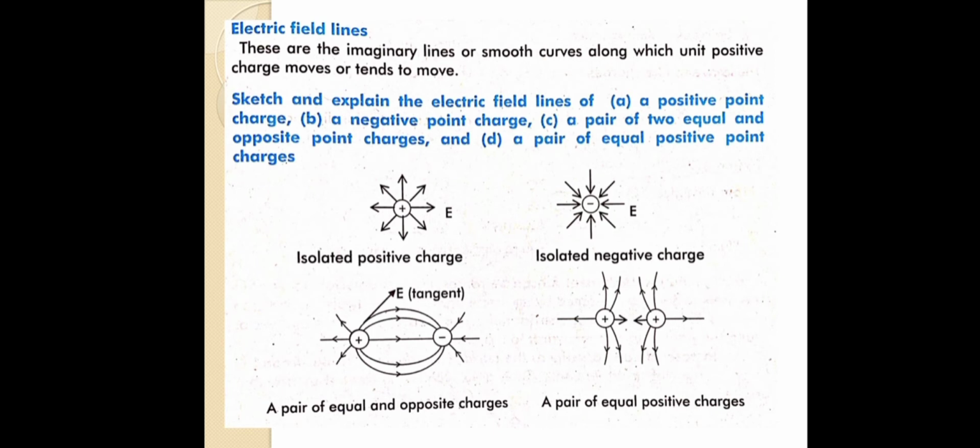So a very simple understanding of electric field lines is that these are imaginary lines which we use to represent the electric field around any given charge. That is the concept of electric field lines. Now let us try to sketch electric field lines for different cases or different arrangements of charges.